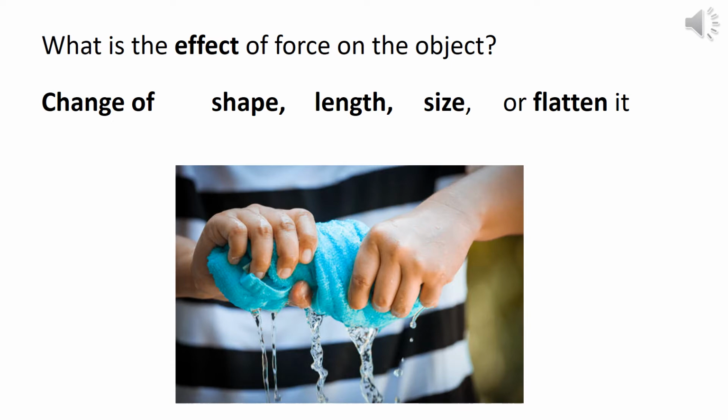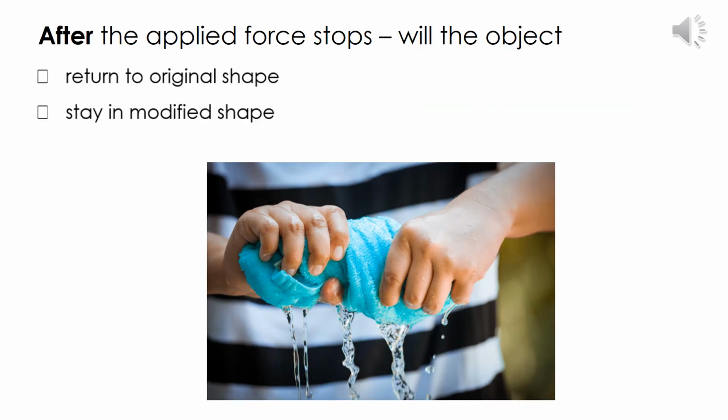What is the effect of force on the towel? First of all, when we twist it, we are changing its shape. It is no longer a rectangle. Also, when we twist it, we compress it, so it is going to change its size and become a little bit smaller for a while. What will happen after we stop twisting the towel? Will the towel return to its original shape or stay in a modified shape? The towel can go flat again and return to its original shape.